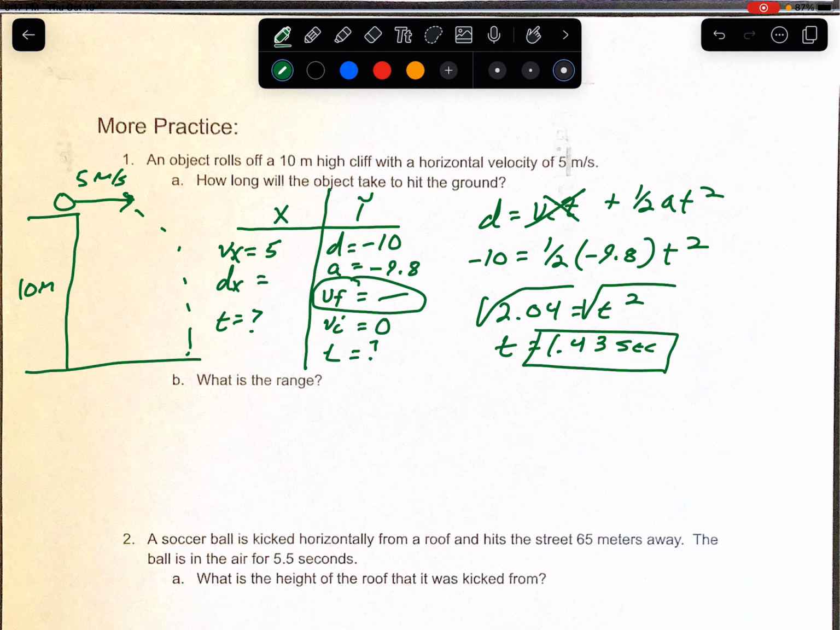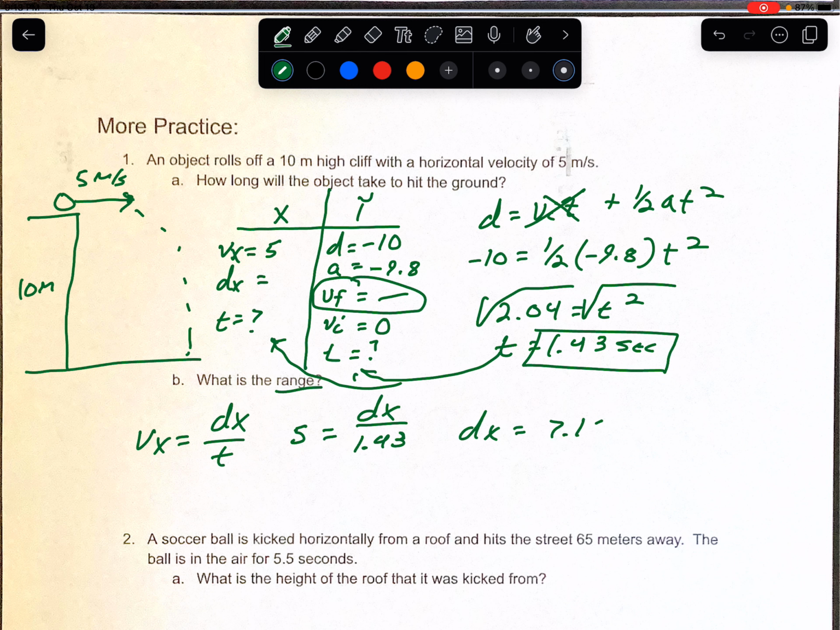That time can be used on both sides, so I can take it over to the left side, because part B asks for the range. That is horizontal distance, so we're looking for dx. Remember, we use vx equals dx over t. So vx is 5, dx we don't know, and time is now 1.43 seconds. Multiply both sides by 1.43, and you get a horizontal distance of 7.15 meters. And there's your answer. That's it for those two.